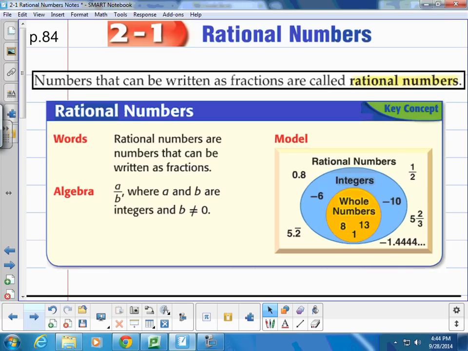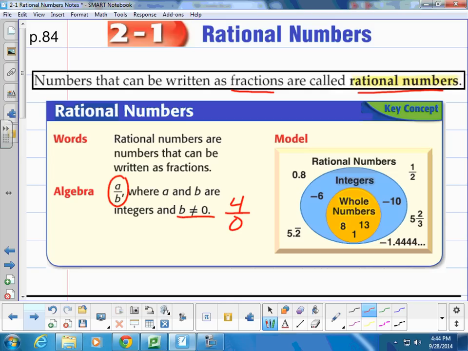So, rational numbers. Numbers that can be written as fractions are called rational numbers. It's pretty much as simple as that. If a number can be written as a fraction, something that looks like a over b when b is not 0, you can't put a number over 0. It does not work out. If a number can be written as a fraction, you can consider it a rational number.